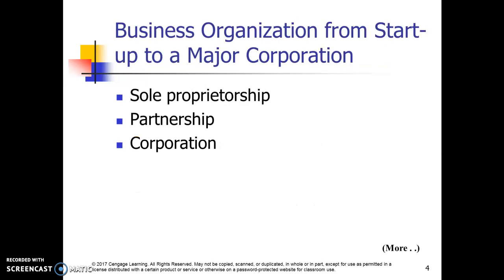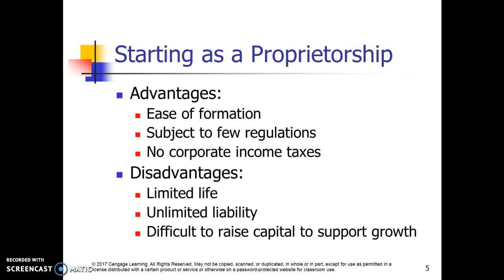So this is probably stuff you've seen before in Business 101, but we'll go back through it. We've got what type of business organizations there are. We've got sole proprietorship, partnership, and corporations. And I'm going to go through this section pretty quick because I'd rather focus later in the chapter. So advantages of starting a proprietorship: ease of formation, few regulations, no corporate income taxes.